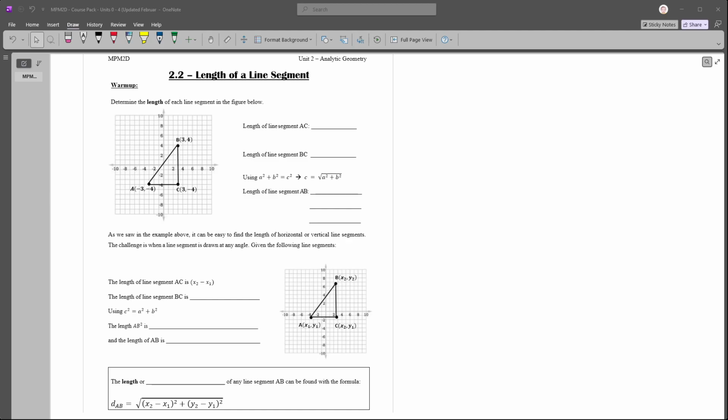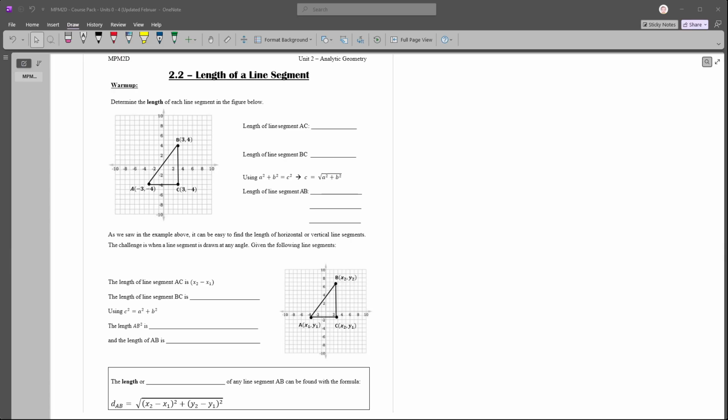So this topic is called the length of a line segment. And at first glance, finding the length of a line doesn't seem all that useful. But when you think about what it actually represents, it becomes a very useful thing. So a line segment, what is it? It's just two endpoints.